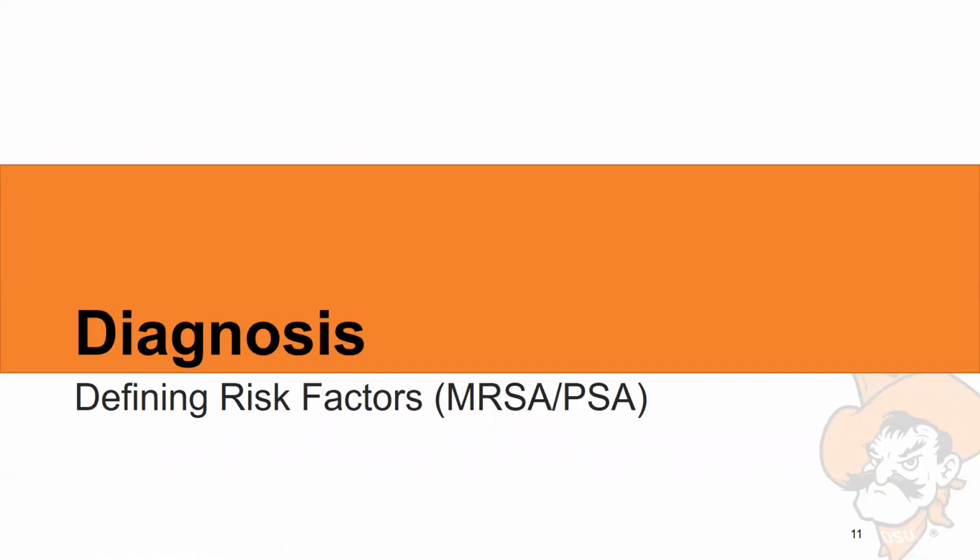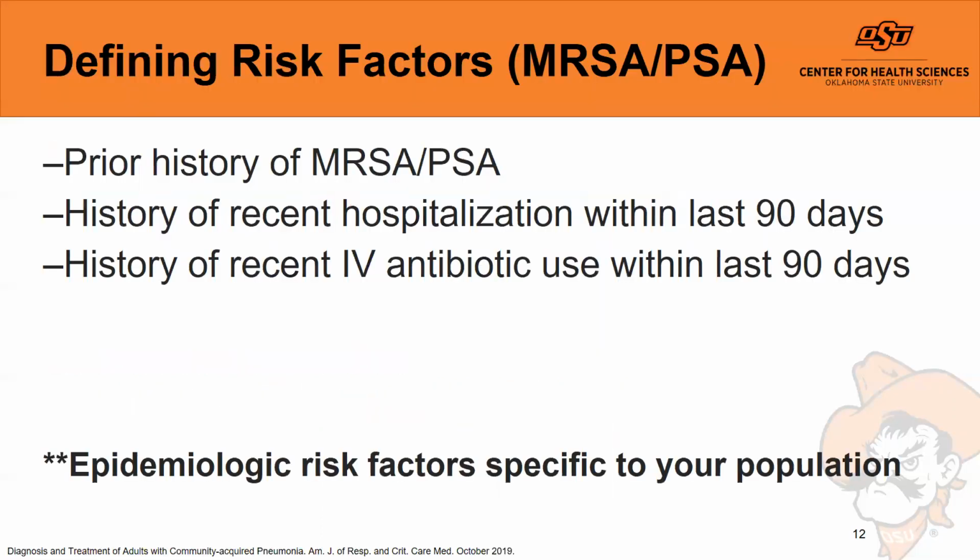So first, we'll take a little more detailed look at the 2 major principles, starting with the first one, which is defining risk factors for MRSA and Pseudomonas. Based on the research and literature mentioned within the guidelines, these are the strongest risk factors associated with MRSA or Pseudomonas CAP. So first, a patient having a prior history of MRSA or Pseudomonas. Second, a patient that is currently being empirically treated for either MRSA or Pseudomonas. And third, a recent hospitalization within the past 90 days and or recent history of parenteral or IV antibiotic use within the last 90 days.